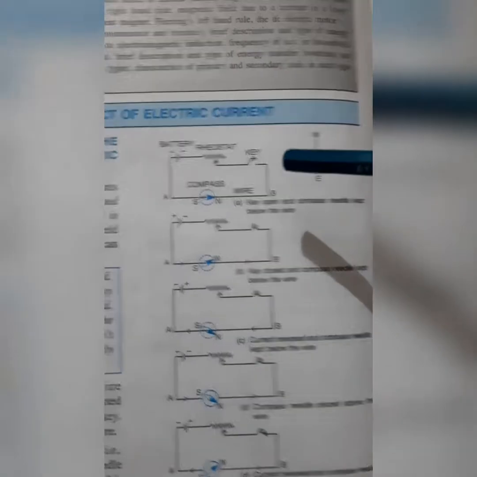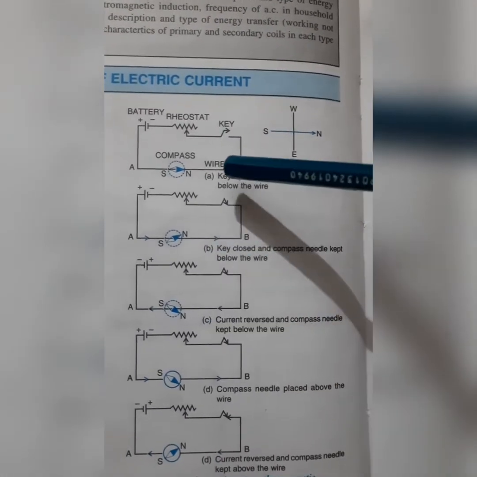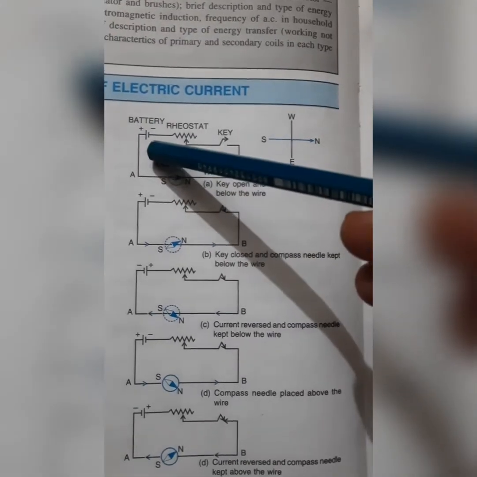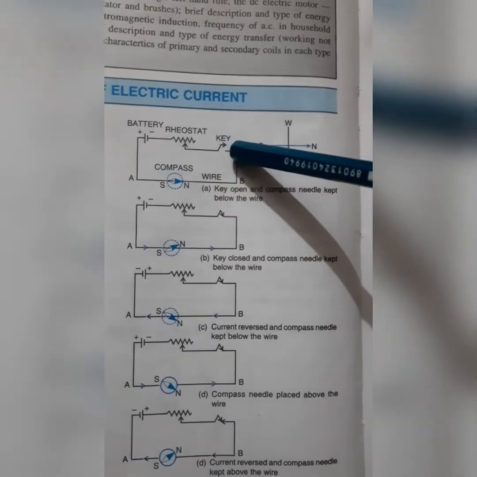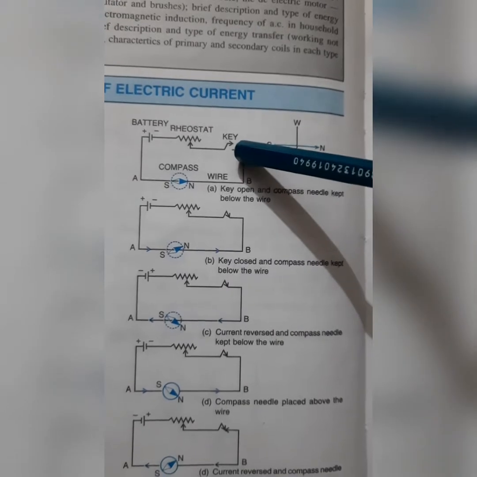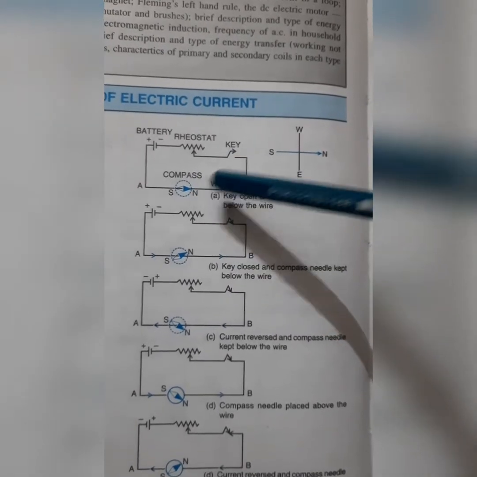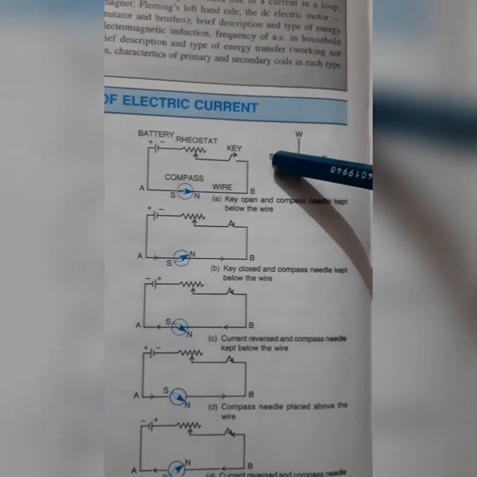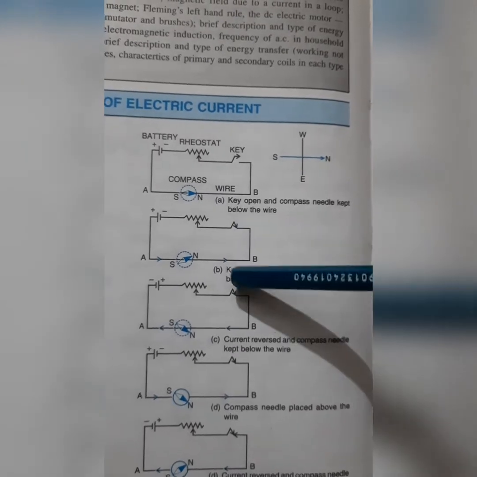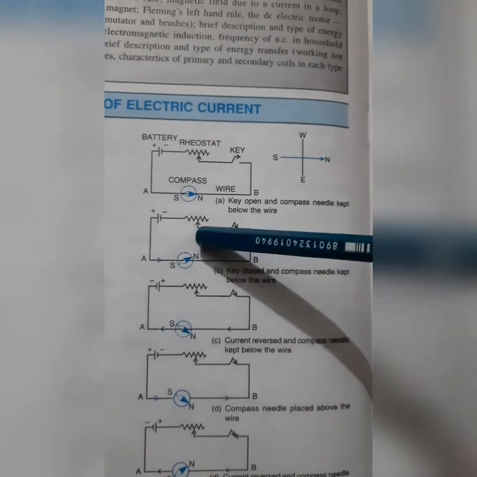See here how. Concentrate on these three diagrams. There is one simple wire connected with a battery, a rheostat and one key. In all these three diagrams, what is the difference? If the key is open, it means no current flows, and the compass rests in the direction of geographical north and geographical south. As soon as you close the circuit, the magnetic compass deflects in one particular direction.